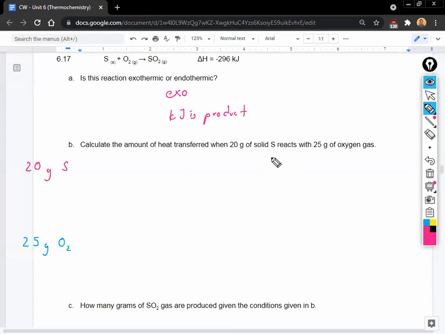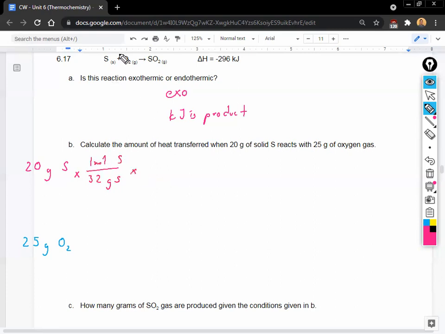Does anyone remember what type of problem this is? Yeah, limiting reagent and excess, right? And so we need to figure out which one limits the reaction, because that'll let us figure out how much energy is actually made. Okay, so we're gonna start with the 20 grams of sulfur. Sulfur is 32 grams per 1 mole.